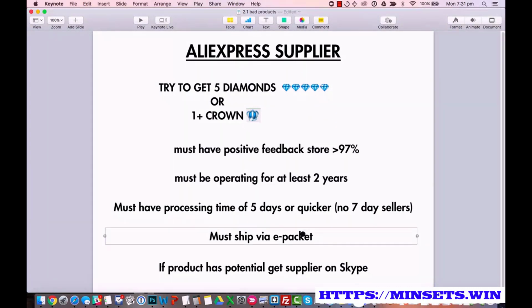And obviously they must ship via e-packet. If you're doing your testing in US, you need to ship via e-packet. It's the quickest and it will save you customer support headaches.